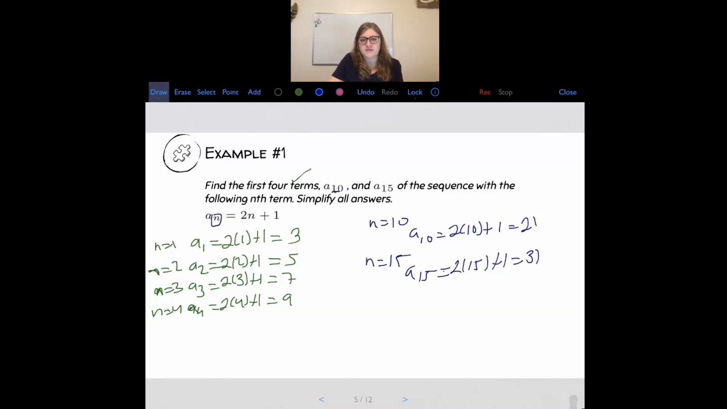And the reason it says simplify all answers is don't leave your answers for an assessment or for the homework as 2 times 10 plus 1. Actually evaluate that and multiply and add.